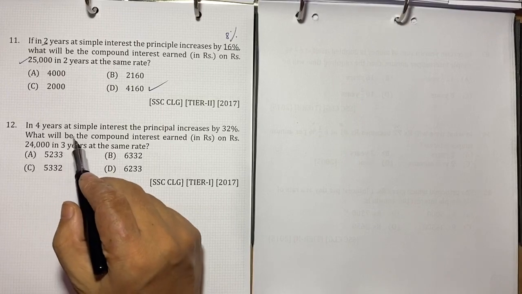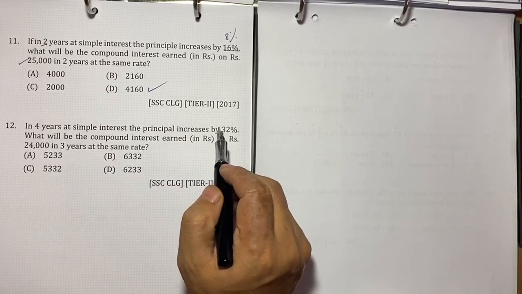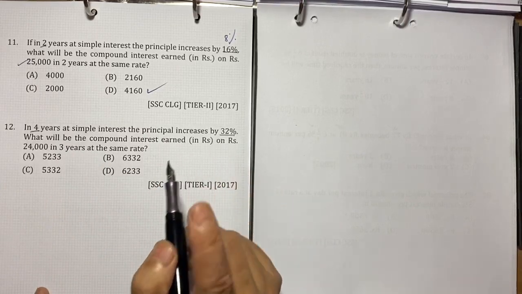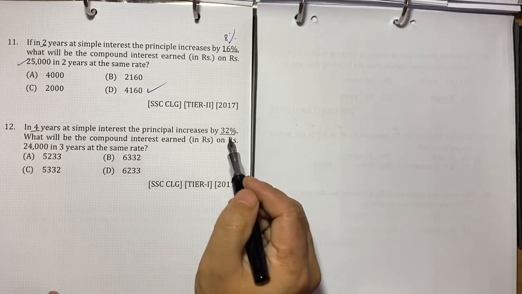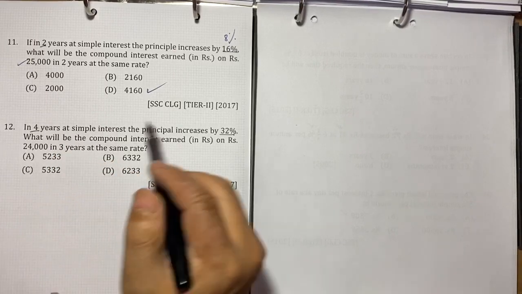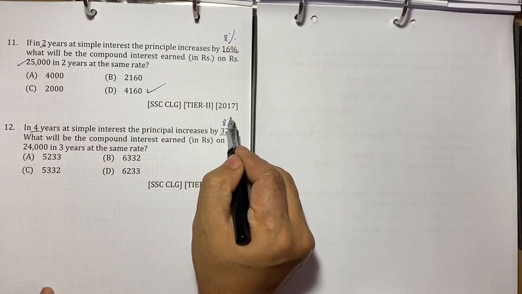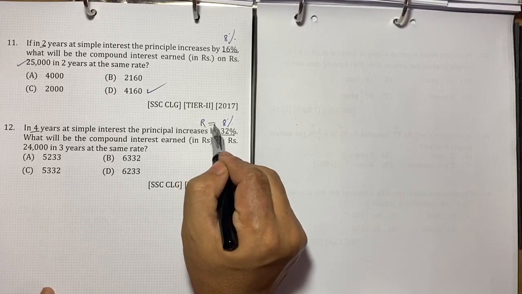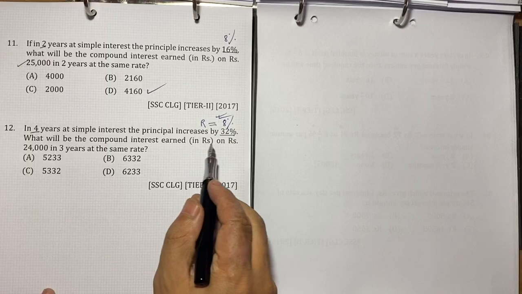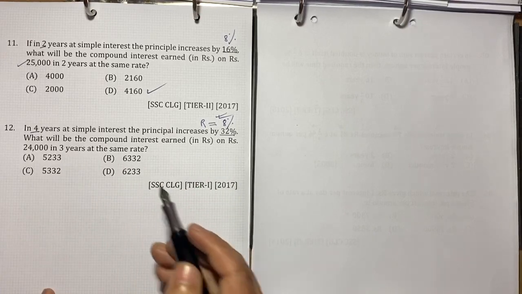In 4 years at simple interest, the principal increased by 32%. 4 years is 32%, so 1 year is 32 divided by 4, which will be 8%. So 8% per year, the rate of interest will be 8% per annum. Now the question: what will be the compound interest for 3 years?